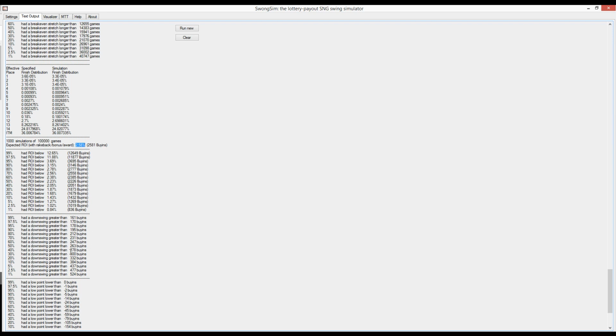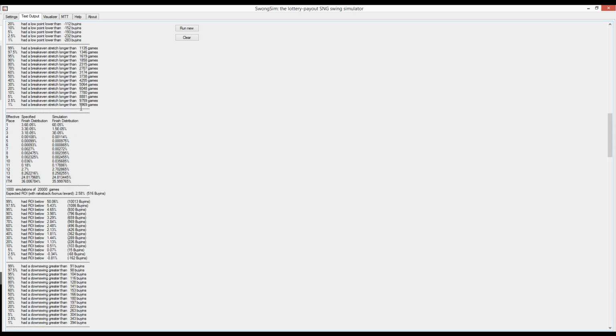But in any case, given that ROI, you have to be prepared that there's a really good chance you're going to go on this kind of downswing. But at the end of your 20,000 games, there's a really good chance you'll be earning more than this many buy-ins, probably hopefully around 2,000 or more buy-ins. So that's why it's worth surviving these 200 buy-in downswings. So that's how you can look at these variances for your dollar results.